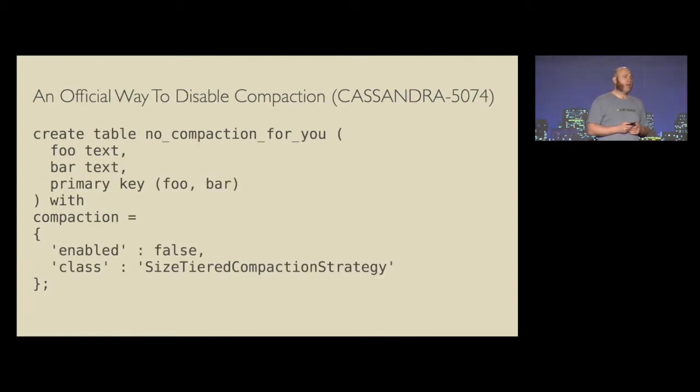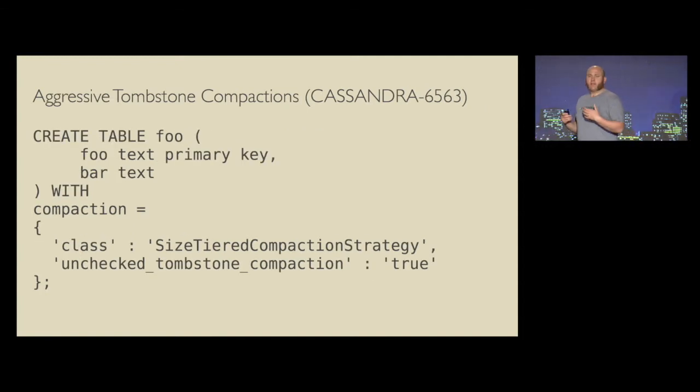There's an official way to disable compaction. Previously, we would set the max compaction throughput to be 0 and the min compaction throughput to be 0, and that would disable that for us. Now you can just say enabled equals false. And there is a new setting for compaction.